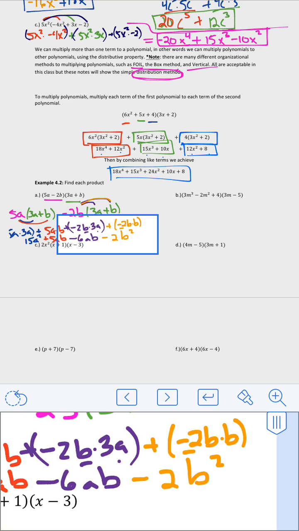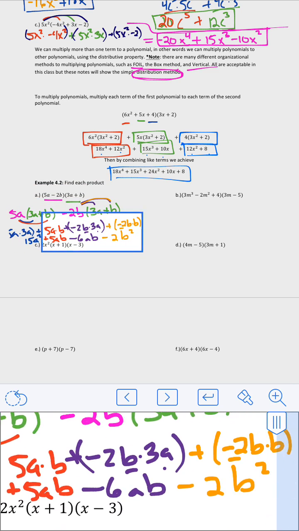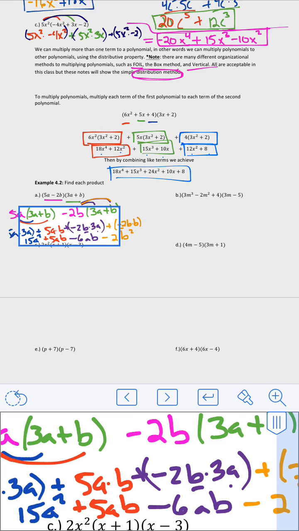Awesome. Now if you look, I started off with 2 terms and 2 terms. Multiply each of them together, I should get 4 terms, right? 2 times 2, and it looks like I did. 1, 2, 3, 4 colors. Sweet, everybody got paired up.